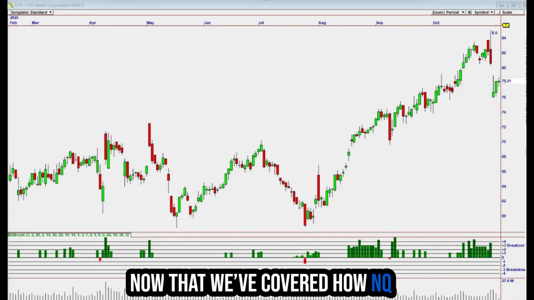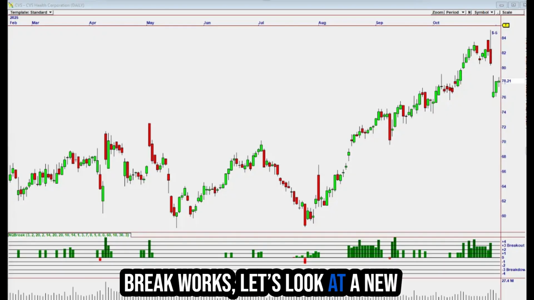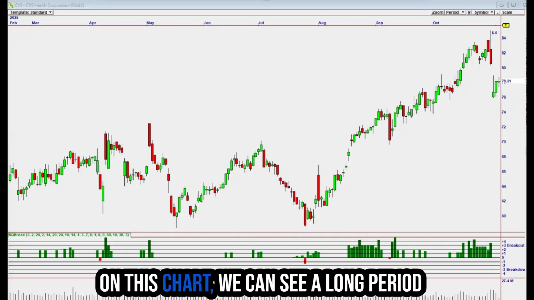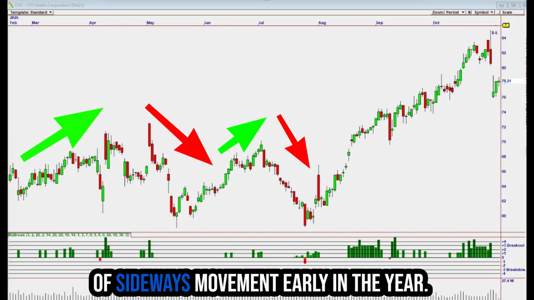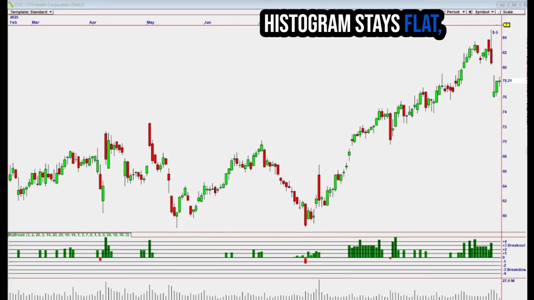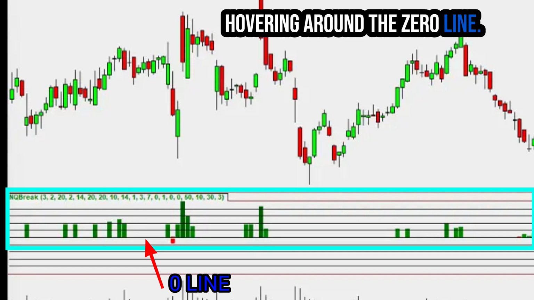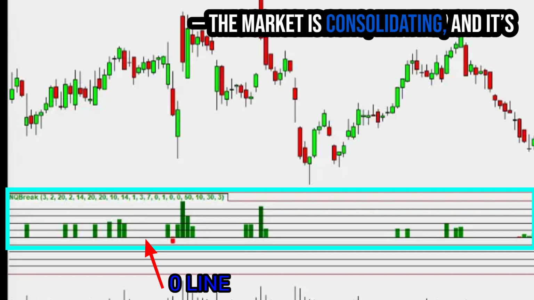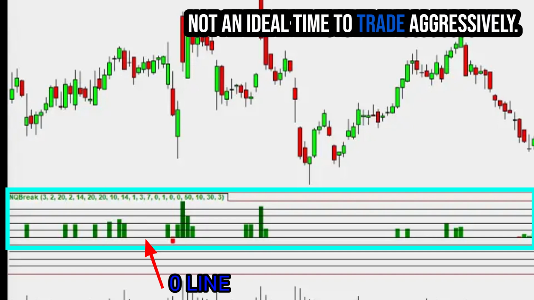Now that we've covered how NQ Break works, let's look at a new example and see how to actually read the signals in real time. On this chart, we can see a long period of sideways movement early in the year. The candles are choppy and the histogram stays flat, hovering around the zero line. This tells us there's no clear direction. The market is consolidating, and it's not an ideal time to trade aggressively.